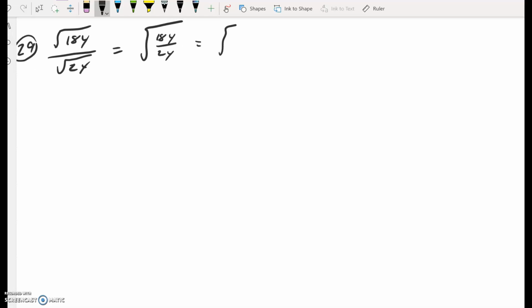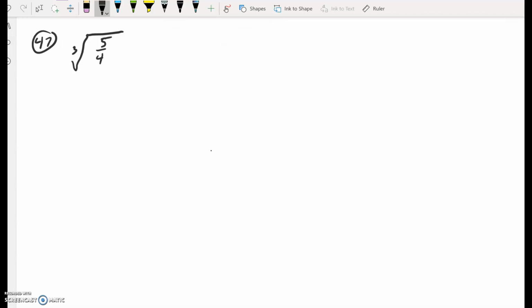Now that we have the entire fraction inside the root symbol, we can cancel. And as mentioned, 18 divided by 2 is 9. And the y's just cancel to 1, and so this is the positive square root of 9, which is 3. And that was a pretty slick way to do this.